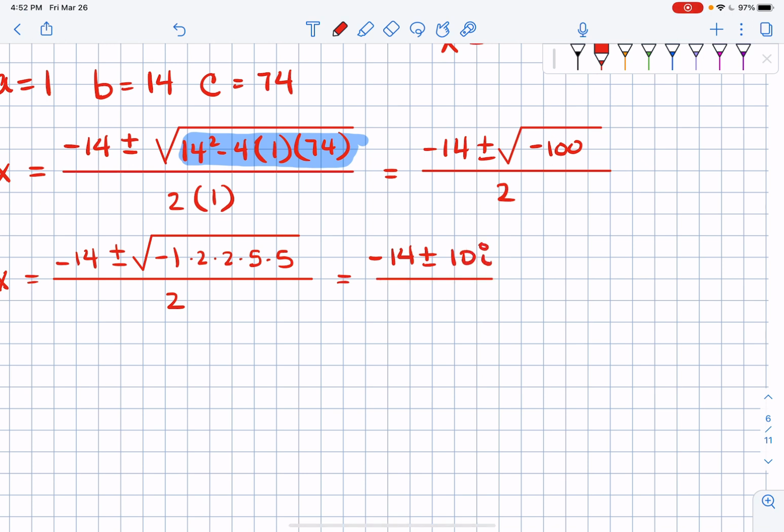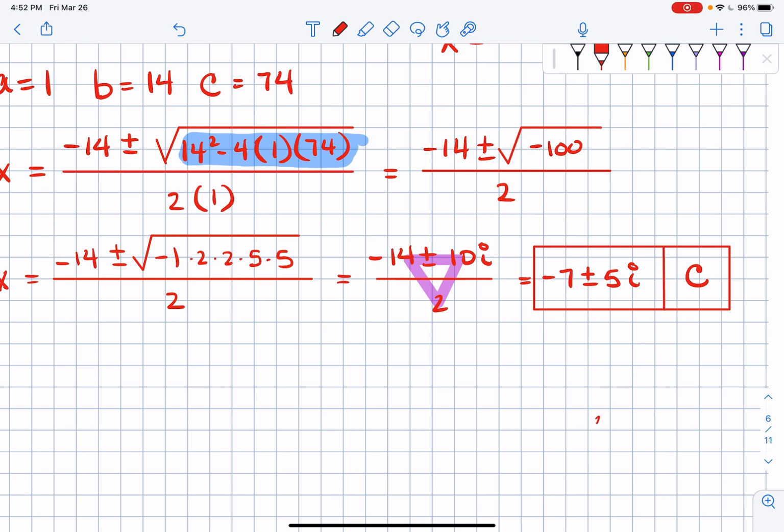10i all over 2. Then what happens is that we have a triangle here, right? The negative 14, the 10, and the 2. Something goes into all 3. What goes into all 3? 2 does. So 2 goes into negative 14 negative 7 times, plus or minus. 2 goes into 10 5 times, and 2 goes into 2 once. So since the denominator is 1, I don't really need to deal with it. So therefore, that's going to be choice C. There we go.